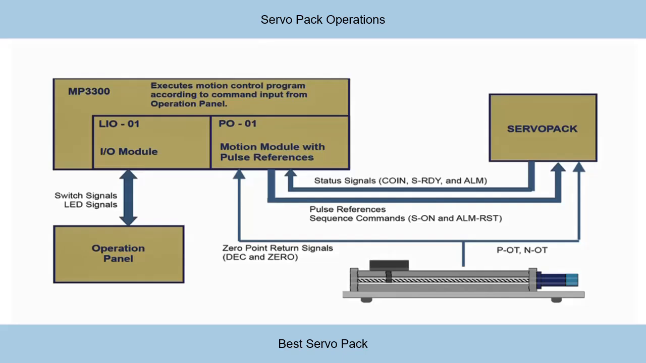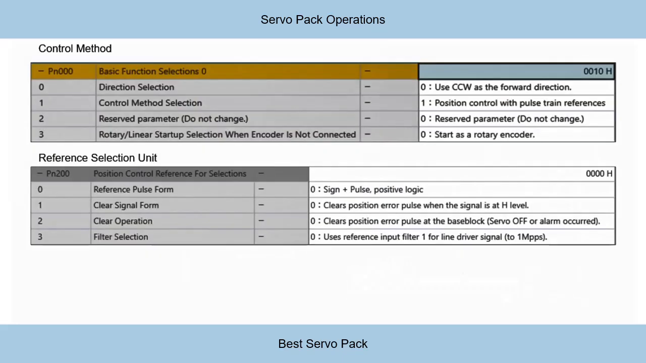In this course, we will use position control by pulse train reference as the control method. The MP3300 has been programmed to receive signals from switches on the operation panel and output control commands, such as servo on command, and position reference by pulse train to the SERVOPACK. Set the parameters necessary to move the machine, like the control method and the reference pulse form.